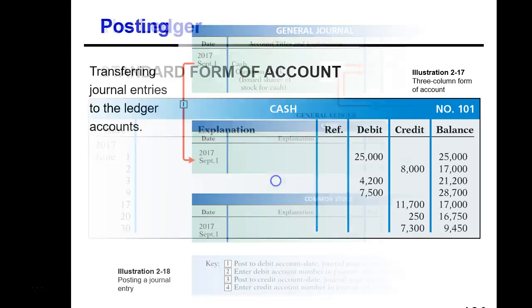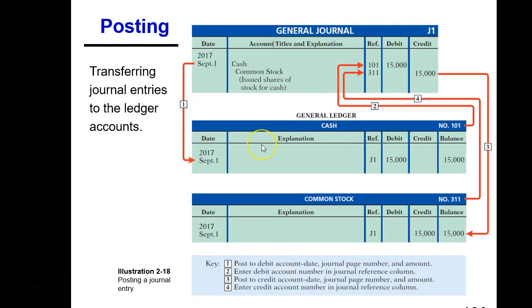Let's look at one example of how to take data from the journal and put it into the ledger account. That's a process known as posting. On the first, my cash account was debited for $15,000. Therefore, in my cash ledger, I'll debit cash for $15,000, and my balance would be $15,000 at that point in time. Notice in the reference column in the journal, it says 101. 101 is the actual account number assigned to my cash account. 311 is the account number assigned to common stock.